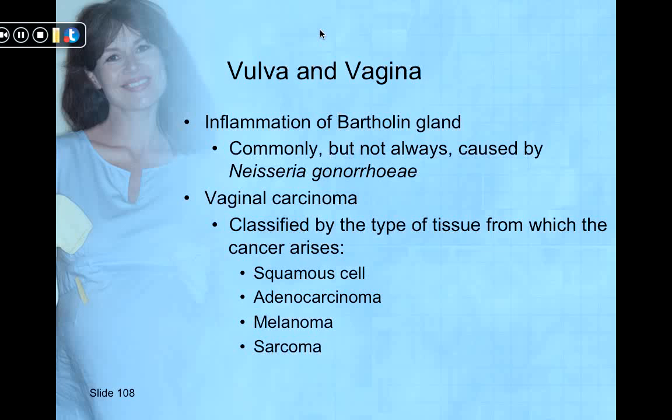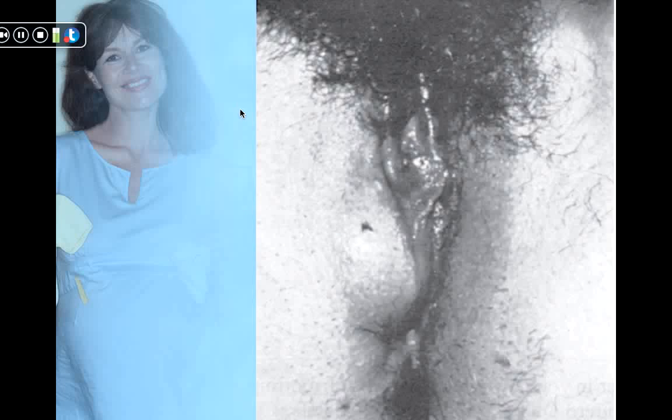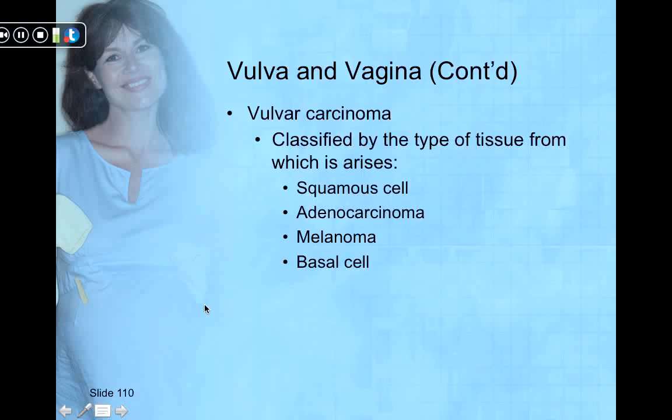The vulva and vagina, you can have inflammation of the Bartholin gland, commonly but not always caused by gonorrhea, so be doing cultures on that. Vaginal carcinoma does exist, and it's classified by the type of tissue from which it comes. And that's a swollen Bartholin gland. Vulvar carcinoma, it also is classified from the tissue in which it's come. I've actually done some vulvar biopsies because we've had skin lesions that are itchy and just don't look good and need to be ruled out.